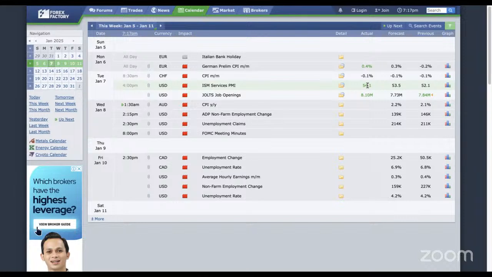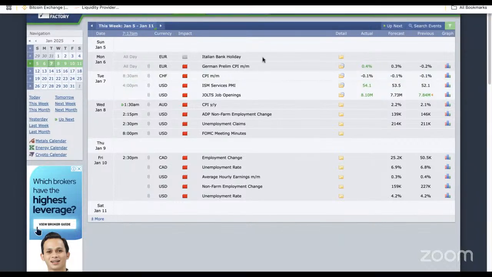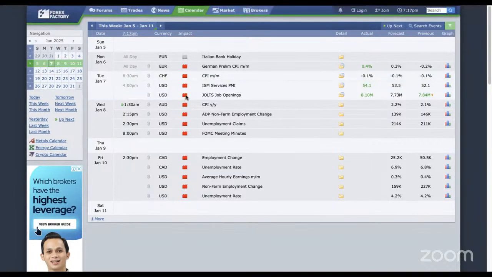So for Wednesday, we see the AUD CPI. What am I saying? Today is Tuesday, not Wednesday. I beg your pardon. So there's a strong dollar. There's a strong dollar for today. No wonder the market moved the way it moved. So tomorrow we are expecting AUD to move.